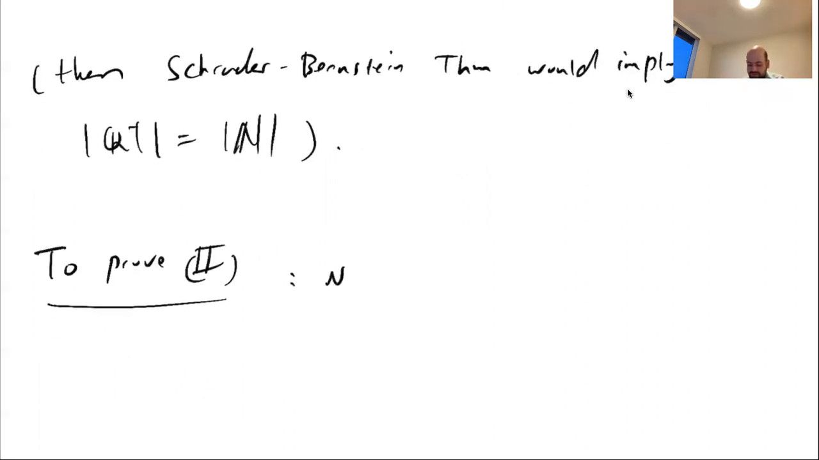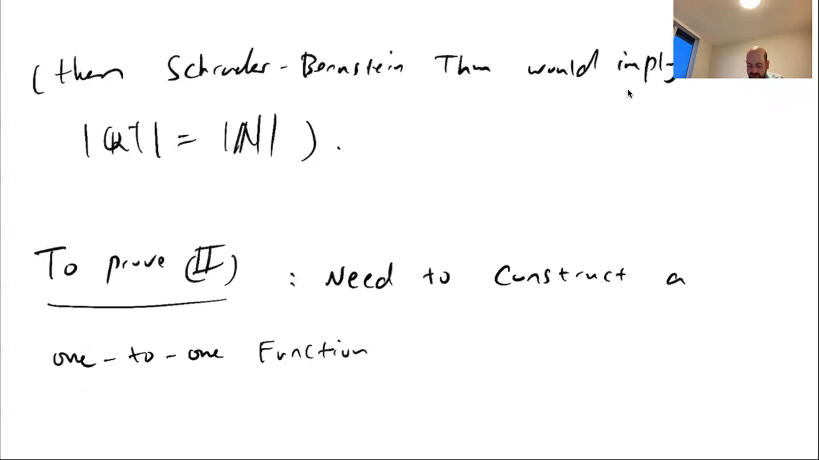So we need to construct a one-to-one function f from N to Q plus. If we show this, then according to the definition, we can say that the cardinality of N is less than or equal to the cardinality of Q plus. And constructing a one-to-one function from N to Q plus is extremely easy. What one-to-one function would you consider?